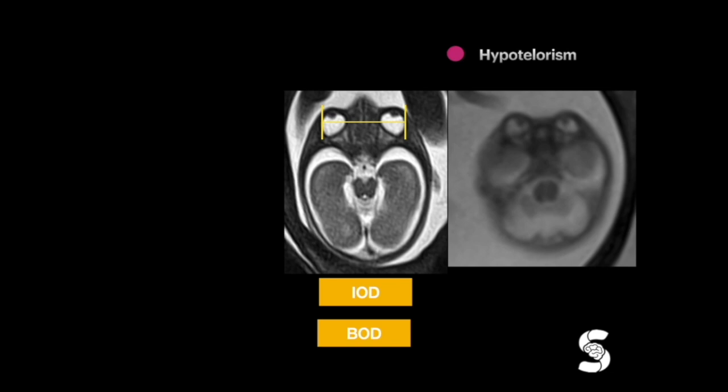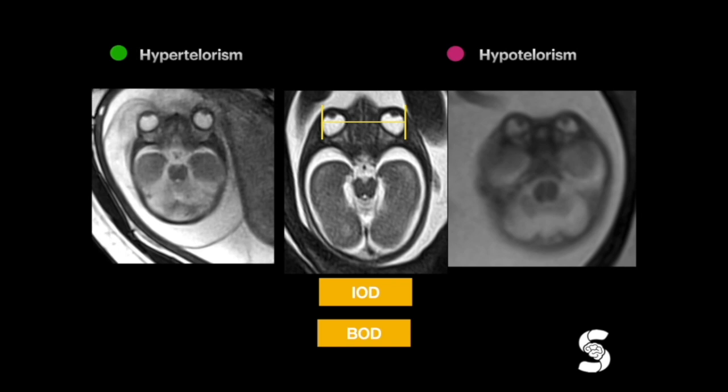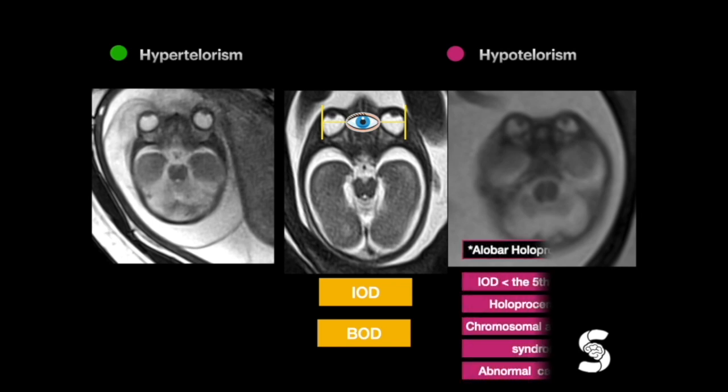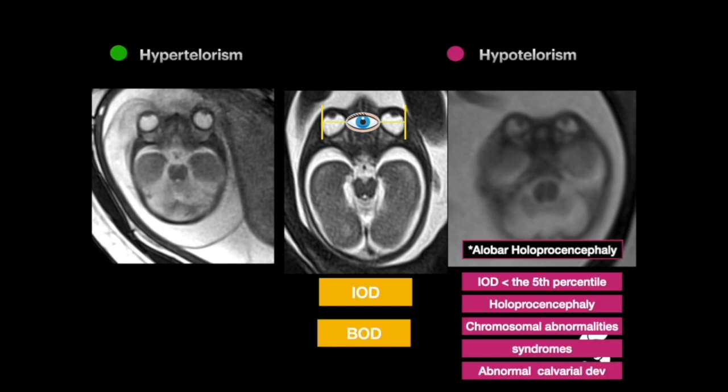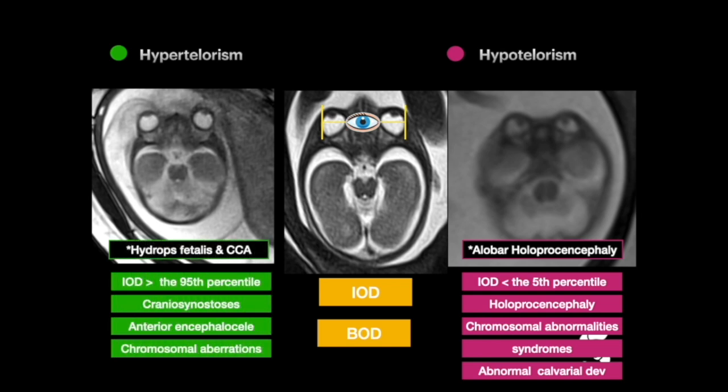Hypotelorism refers to the eyes being abnormally close together. Hypertelorism should be recognized when the interorbital diameter is larger than a single orbit width. An easy approach to recognizing hypotelorism is that a normal interorbital diameter should roughly equal a single orbit width. Hypotelorism is rarely seen in isolation. As with hypotelorism, isolated primary hypertelorism is also very rare.